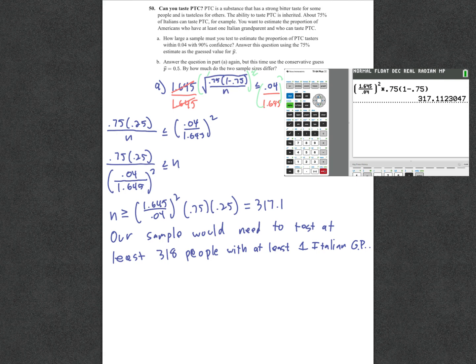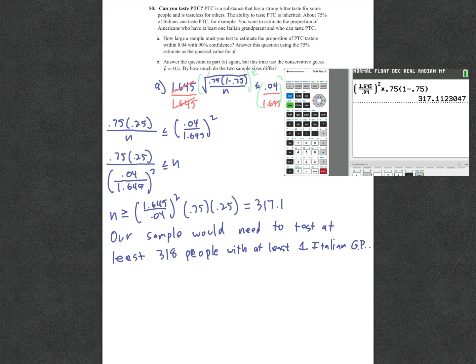Okay, so that question was a little different. Okay, now they say do the same thing. Actually, let's read part B now. So they say answer the question in part A again, but this time use the conservative guess, p hat equals 0.5, and by how much do the two sample sizes differ? Okay, so instead of using 0.75 like we did originally, we're going to use 0.5 and then 1 minus 0.5. So the only things that are going to change is this will be 0.5 and this will be 0.5.